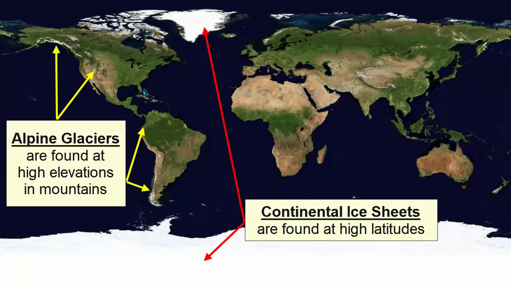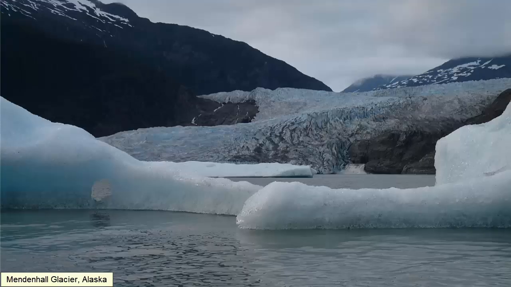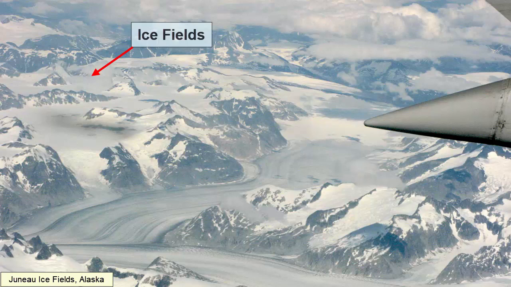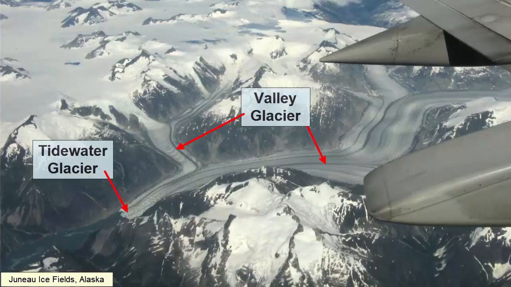The further north and south of the equator a mountain lies, the lower in elevation the glaciers can be maintained. For example, in Alaska, glaciers extend all the way to sea level. Within glaciated mountains, glaciers that fill the area between peaks in the center of the mountains are called ice fields. Valley glaciers extend out of those high elevations, carving and filling U-shaped valleys, spilling out onto the flat land next to the mountains. Where valley glaciers meet the ocean, they are called tidewater glaciers.